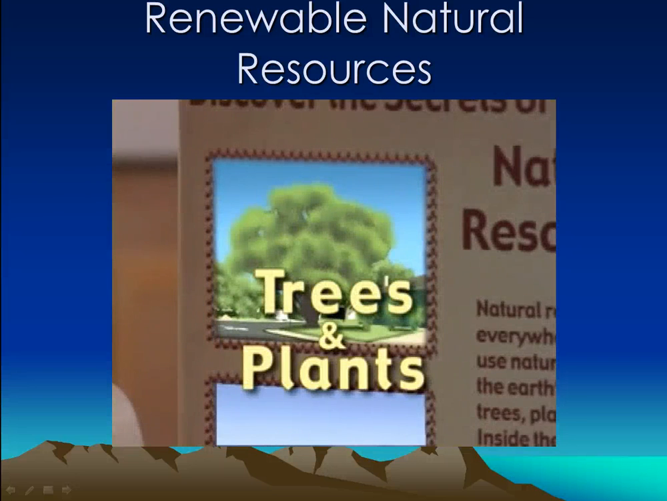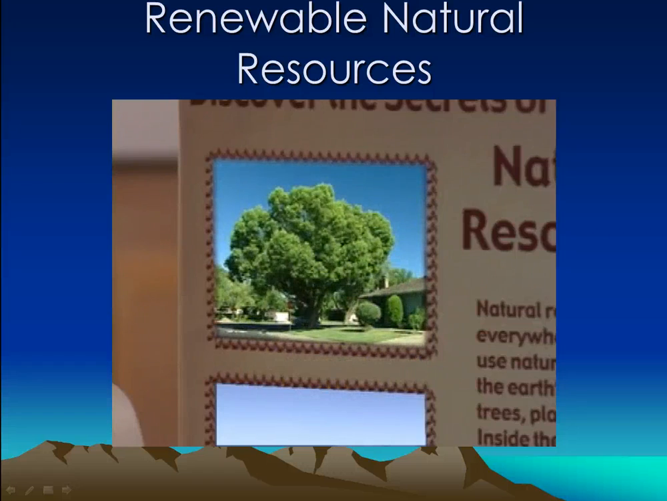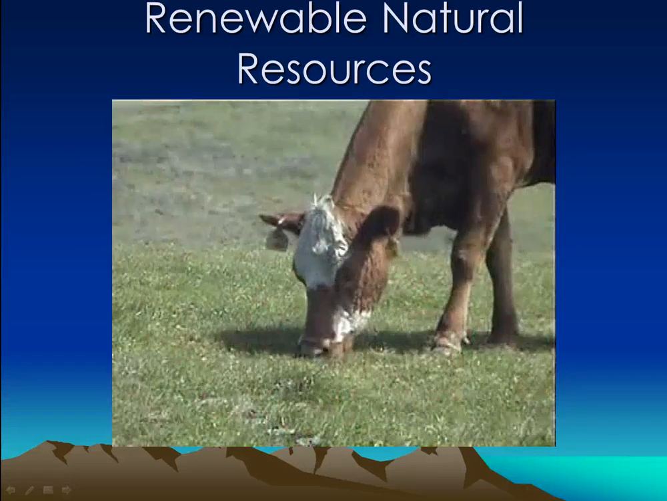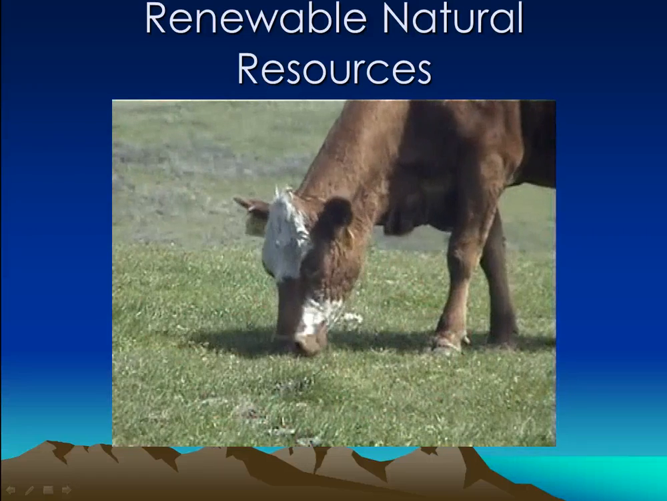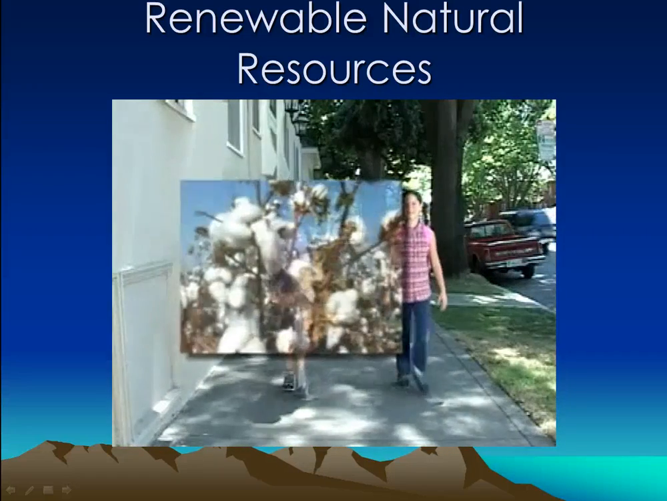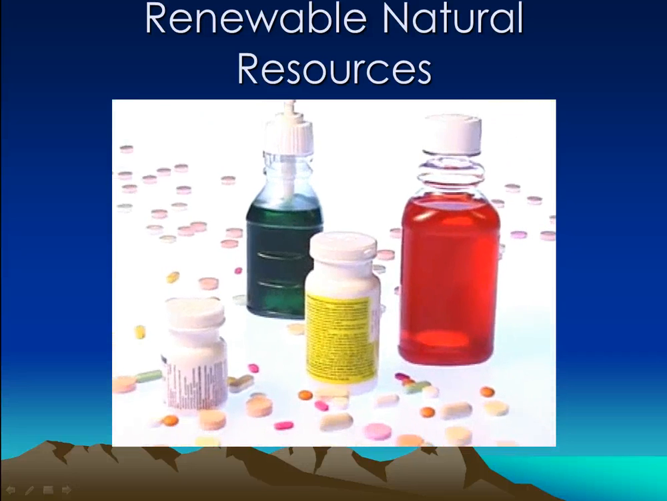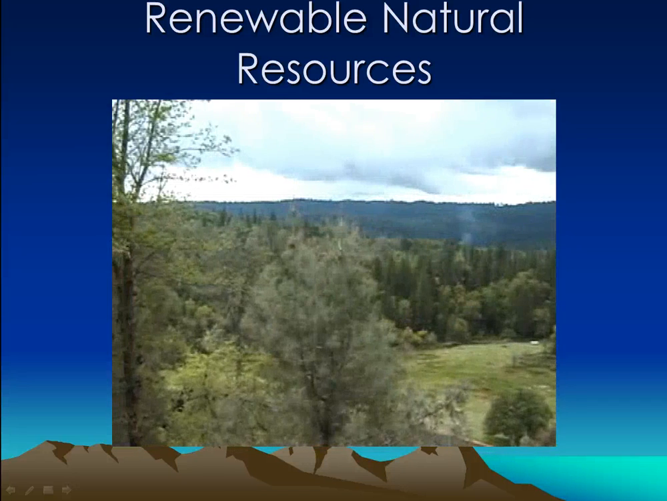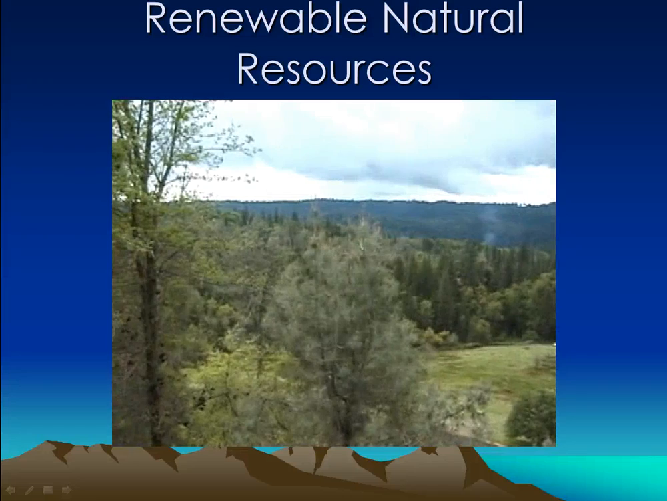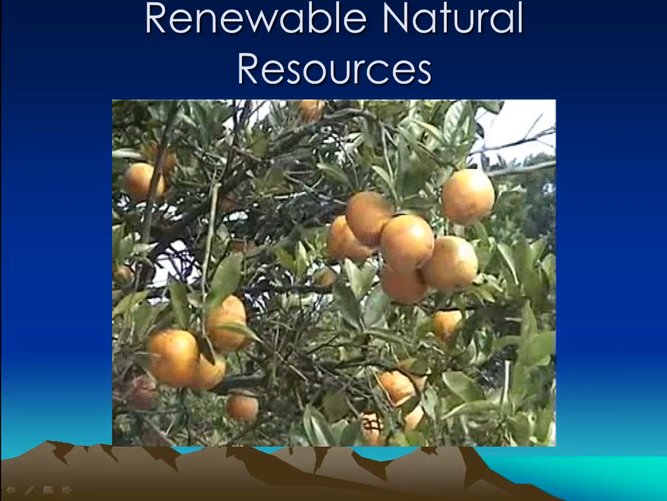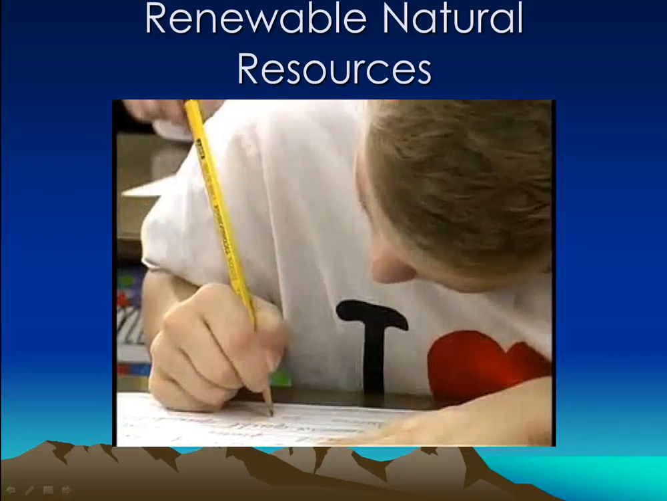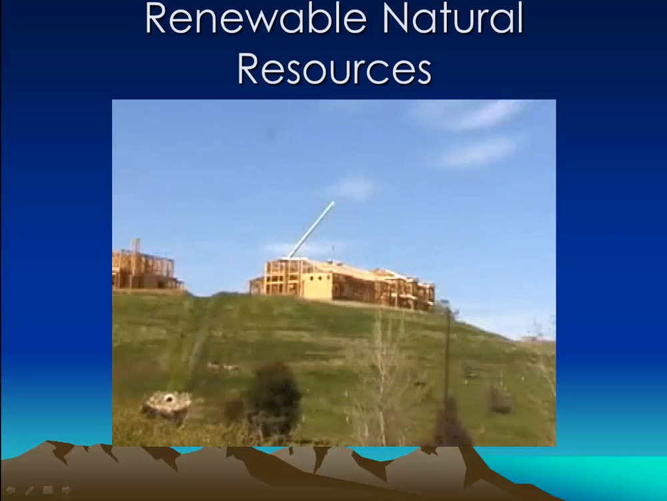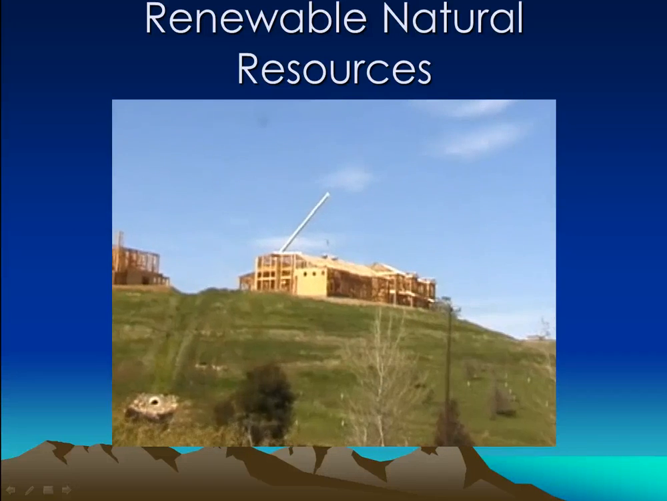Trees and plants. Trees and plants are renewable natural resources. People and animals need plants for food. Some of your clothes come from cotton plants. The medicine you take when you're sick may also have come from plants. Trees and plants help keep our air safe to breathe. Trees provide food, medicine, pulp for paper, wood for toys, and lumber to build homes and schools.